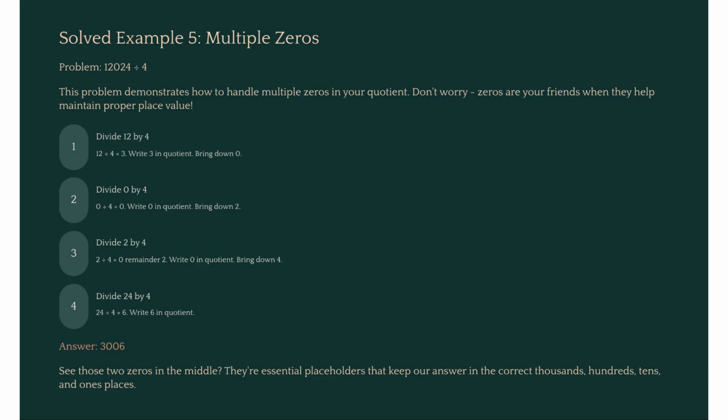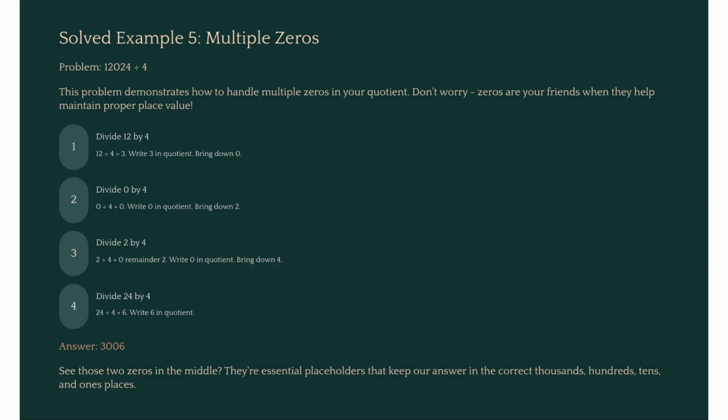12,024 divided by 4. We start with 12 divided by 4 equals 3. We write 3. Now we bring down the 0. Divide. 0 divided by 4 is 0. We must write the 0 in the quotient.